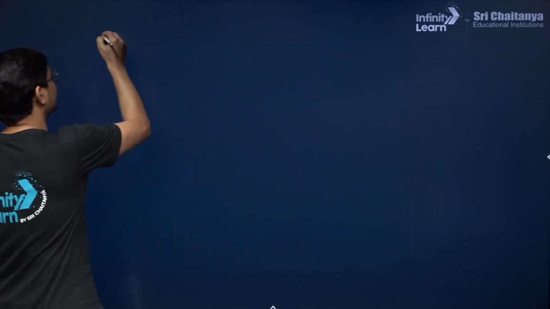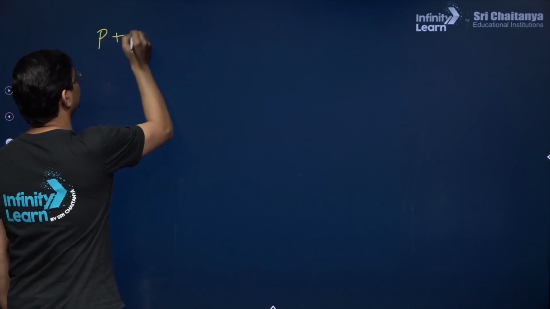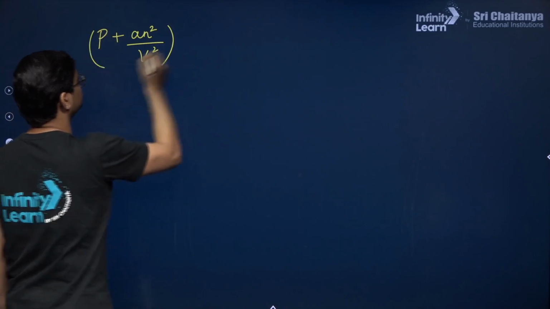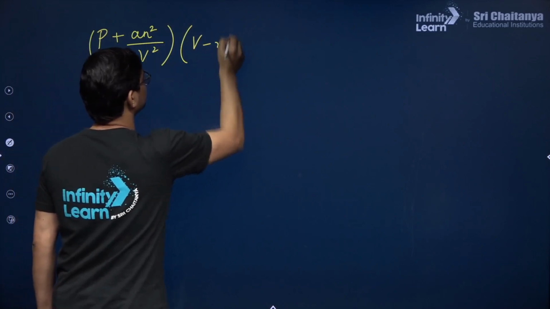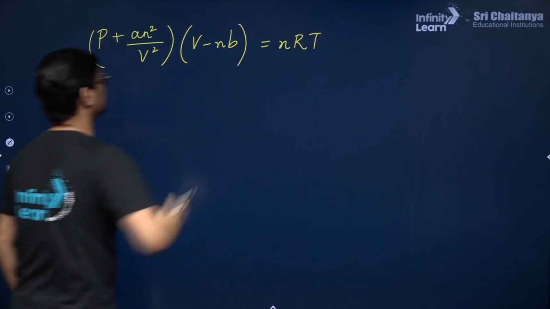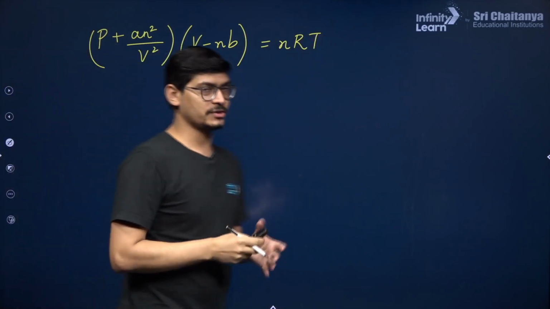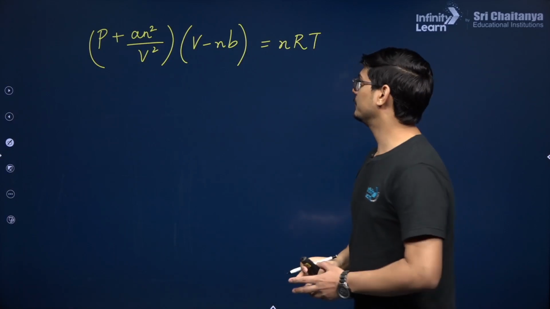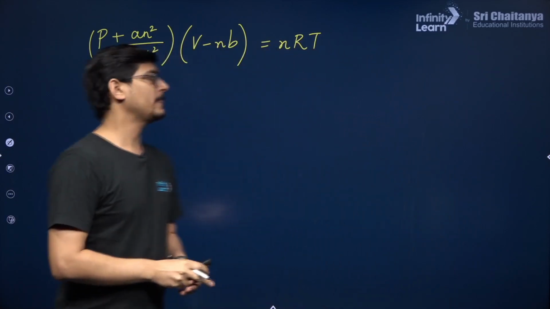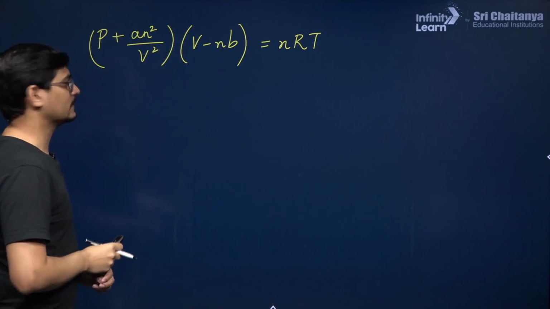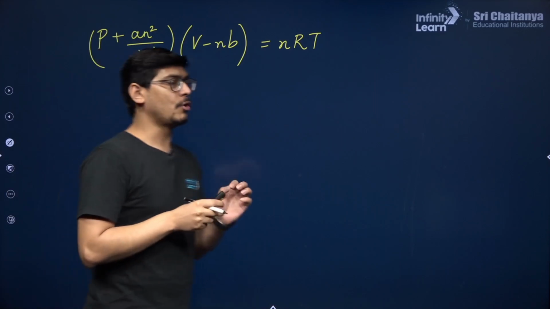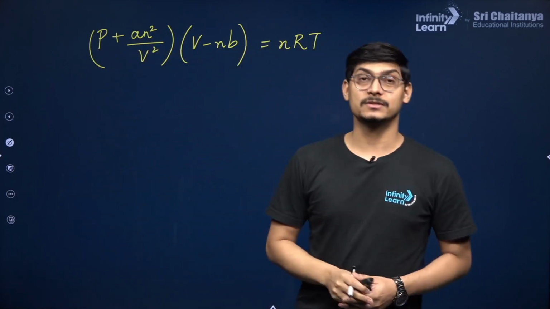You guys know that the van der Waals equation is: (P plus a n square by V square)(V minus nb) is equal to nRT. Please remember that P is pressure, V volume, n number of moles, R universal gas constant, T temperature. These things you know already. But here there are two terms that were not there in the ideal gas equation, which are a and b. So small a and small b are van der Waals constants.